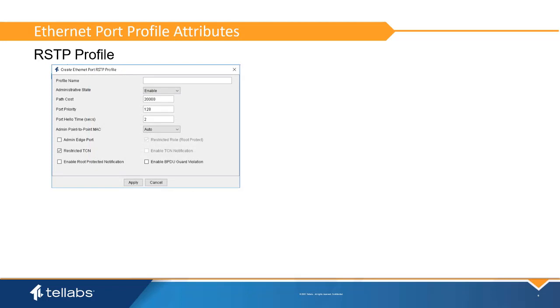The RSTP profile prevents looping in the switch on the UNI ports. This profile should only be enabled on the legacy QOIU7 PON cards. The newer OIU8 card does not need this feature as it handles looping issues without RSTP.